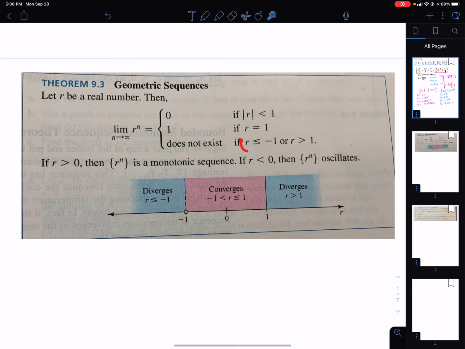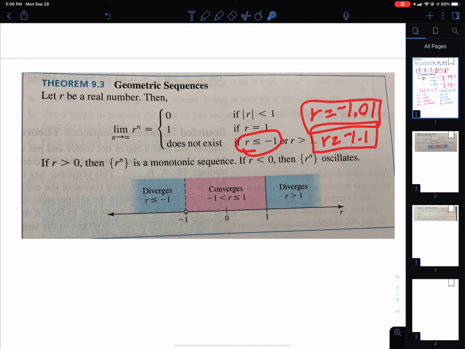now understand what r less than 1 means. Here's an example of r less than 1: negative 1.01. That's less than 1, negative 1.1. So you should realize when you're less than negative 1, the magnitude of your numbers is bigger than 1.